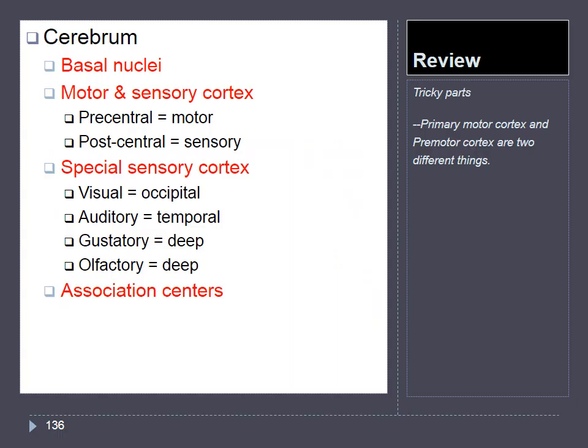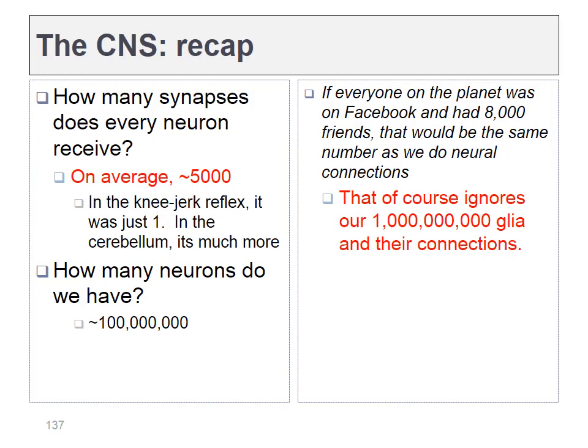That wraps up the basic regions of the cerebrum, including a number of important basal ganglia, and then we talked about the cortex areas today, motor and sensory cortex, the other sensory cortex areas, and then hemispheric lateralization. Before we move on, let me just recap a little bit about what we've learned and try to put it in some perspective. Let's start with the number of synapses that we have in our brain.